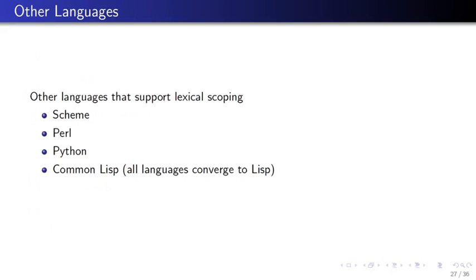So there are a number of other languages that support lexical scoping. Some examples are things like Scheme, Perl, Python, and Common Lisp. And of course, there's a well-known computer science theorem, which is that all languages eventually converge to Lisp. And so it's not an obscure type of feature. It's actually very common in a number of other programming languages.